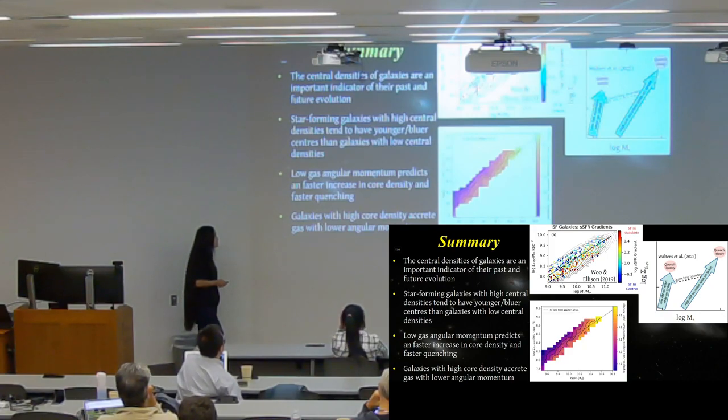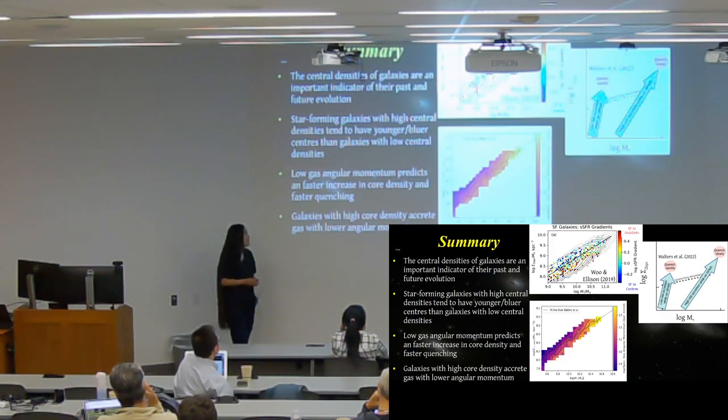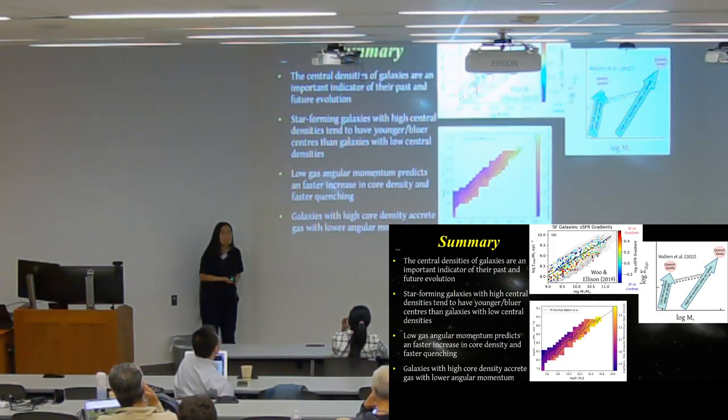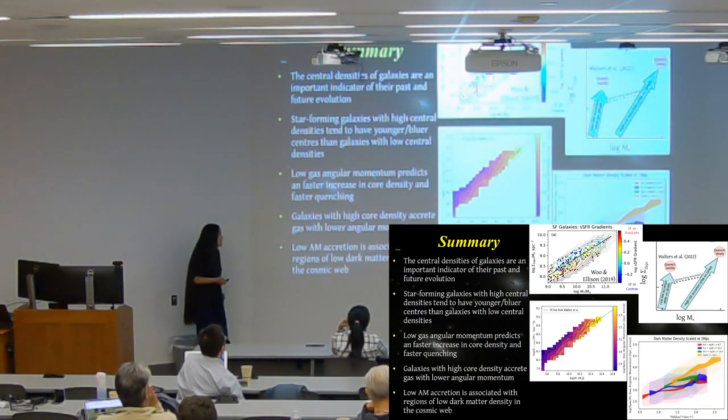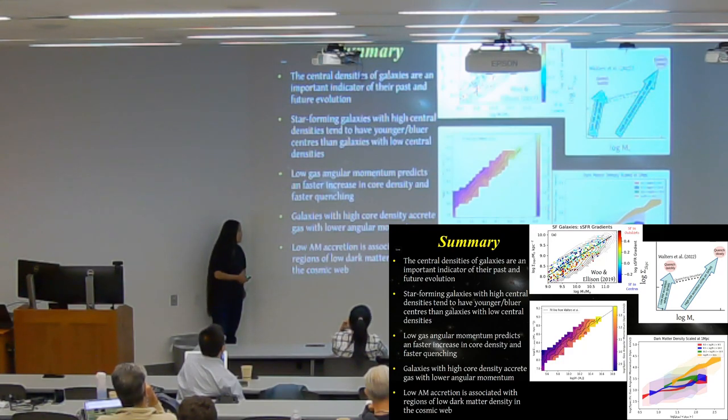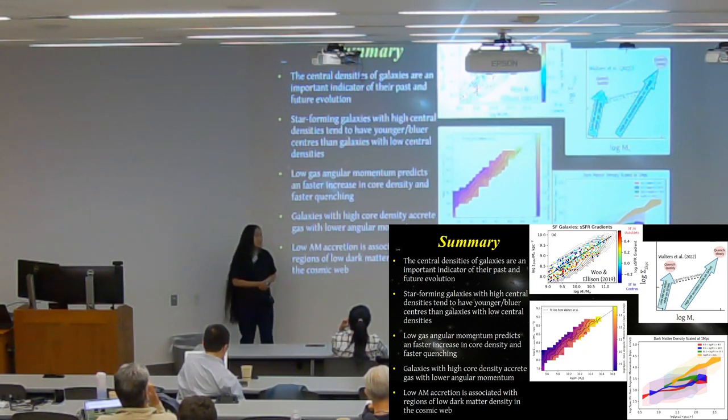And galaxies with high core density tend to accrete gas with lower angular momentum. Okay, so this is a little bit of a corollary of this other result. And finally, low angular momentum accretion is associated with regions of low dark matter density in the cosmic web.